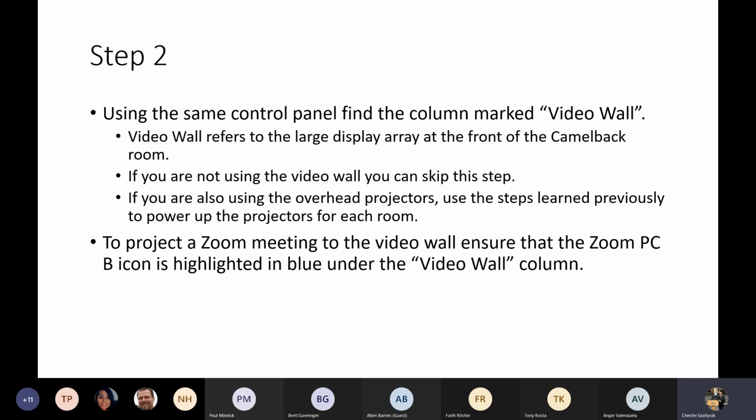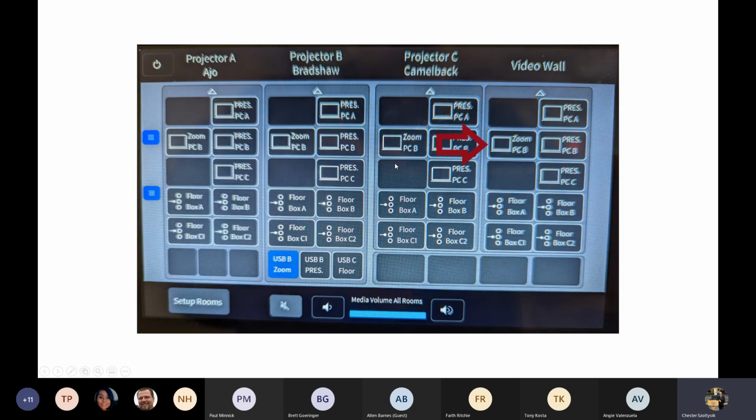To project a Zoom meeting to the video wall, ensure that the Zoom PCB icon is highlighted in blue under the video wall column. So here's what that looks like. So you'll see video wall. We would select the icon for Zoom PCB.